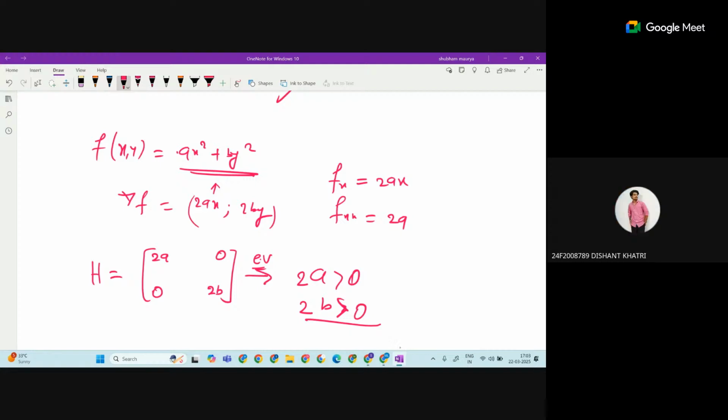Sir, if the eigenvalue is 0, then? So what is the case? I forgot that it is positive definite. So not only positive definite, positive semi-definite. Yes, sir. If this one is positive semi-definite, then the constraint is greater than or equal to 0. That's all.